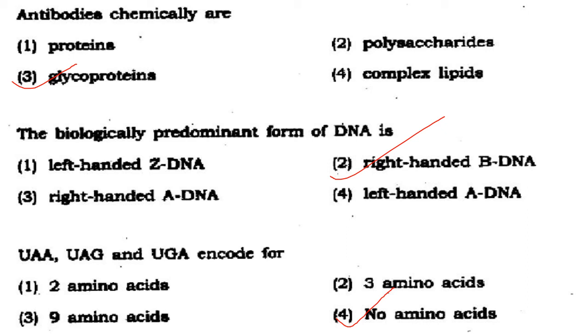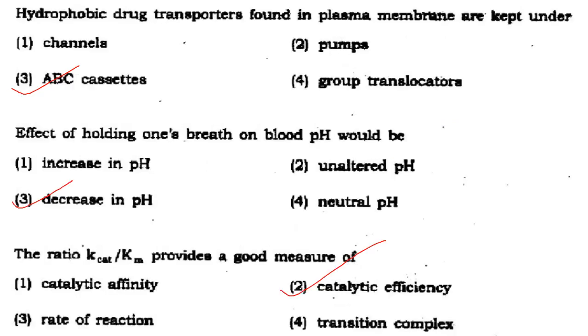Antibodies chemically are proteins, polysaccharides, glycoproteins, complex lipids. Answer is glycoproteins. Next one. The biologically predominant form of DNA is left-handed zDNA, right-handed bDNA, right-handed aDNA, left-handed aDNA. Answer is option 2, right-handed bDNA. UAA, UAG, UGA encode for 2 amino acids, 3 amino acids, 9 amino acids, no amino acids. Answer is no amino acids.